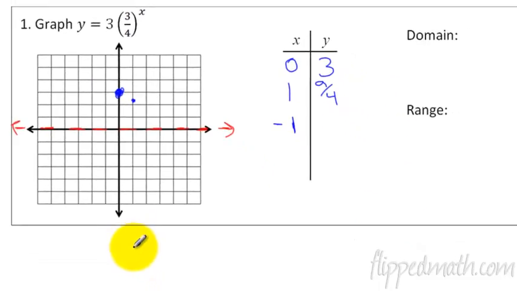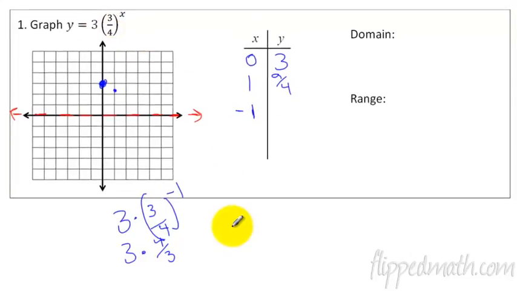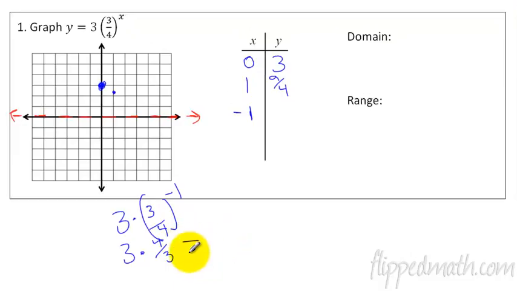So let me write this down here and follow along. 3 times 3/4 raised to the -1. What does a negative exponent do? That makes it 3 times the reciprocal. All right, so when we plug in a -1, it just means we take the reciprocal and then multiply it out. And then that would equal, 3's cancel, and we get 4. So when you plug in a -1, the y value is 4. So -1, 1, 2, 3, 4. Okay, so that can help us a little bit.